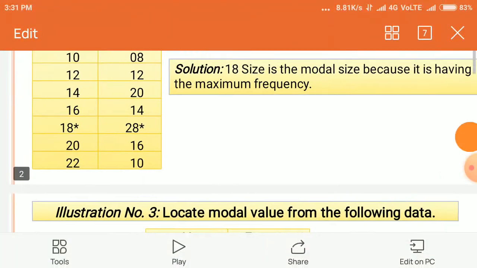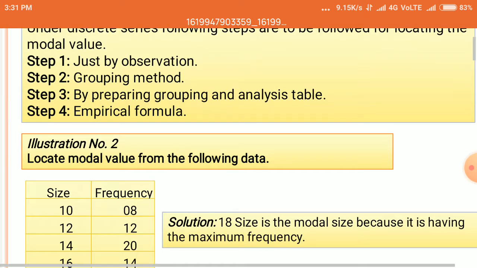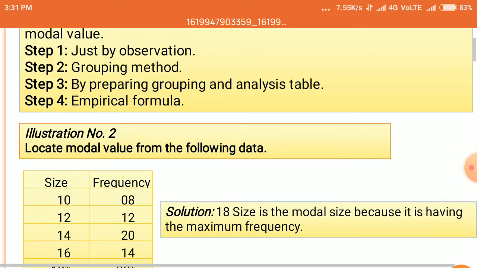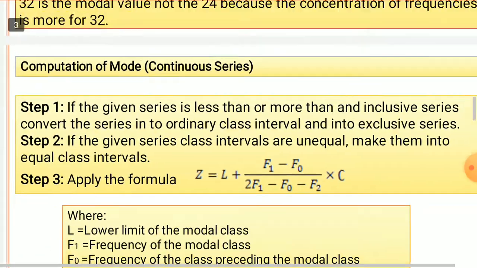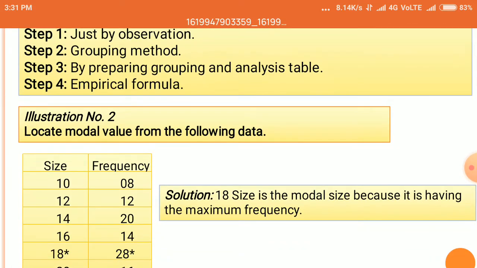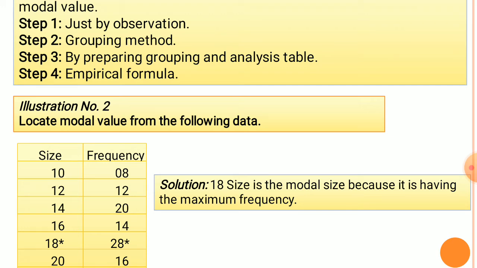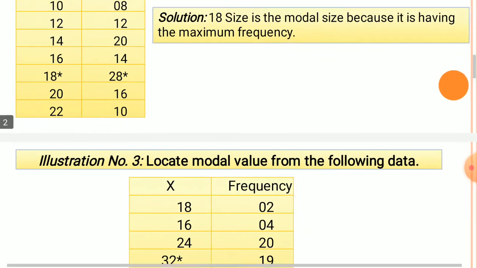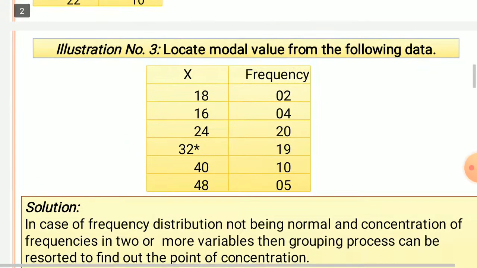But preparing the grouping and analysis table is excluded from the syllabus. It is excluded. Now for continuous series, we use the empirical formula. By using the empirical formula we can calculate the model value, and the empirical formula is to be used for continuous series.